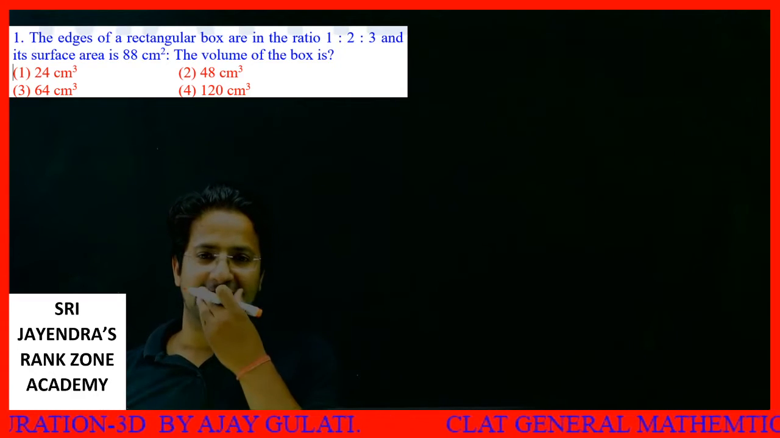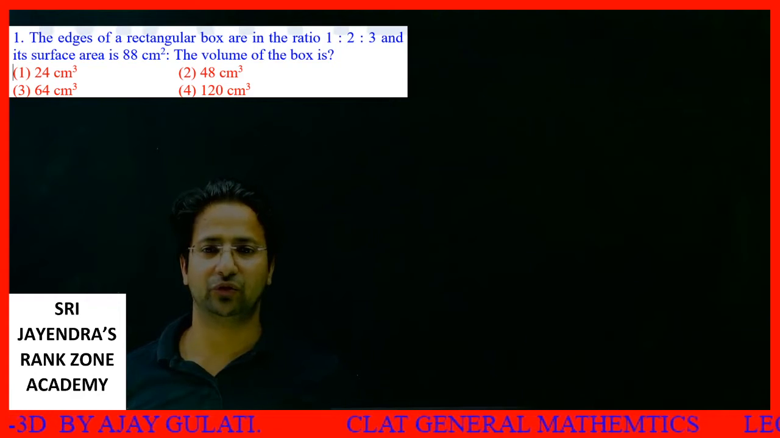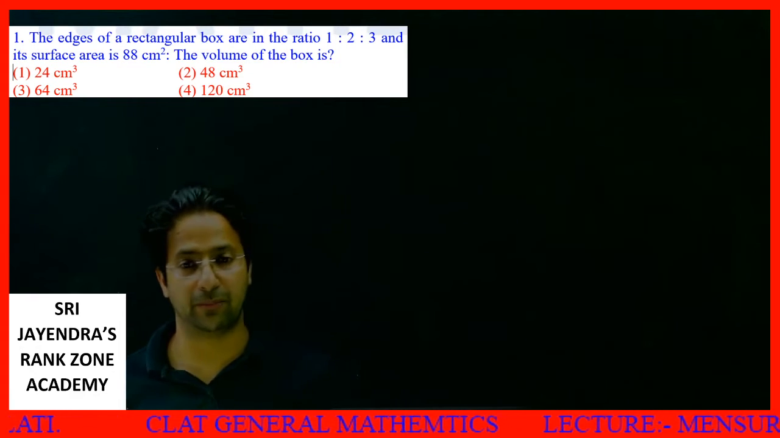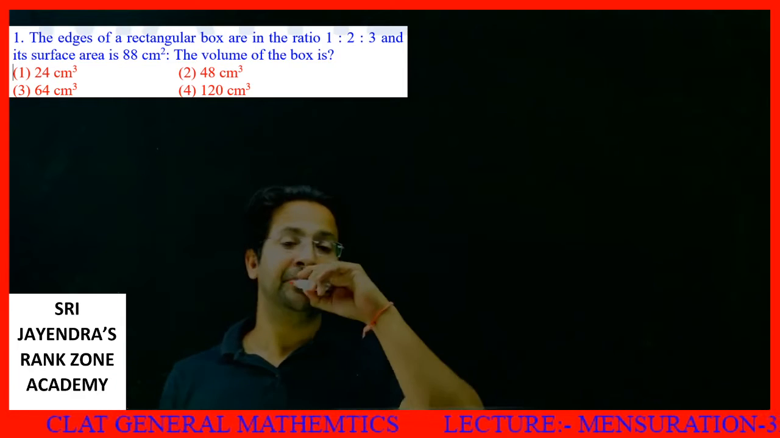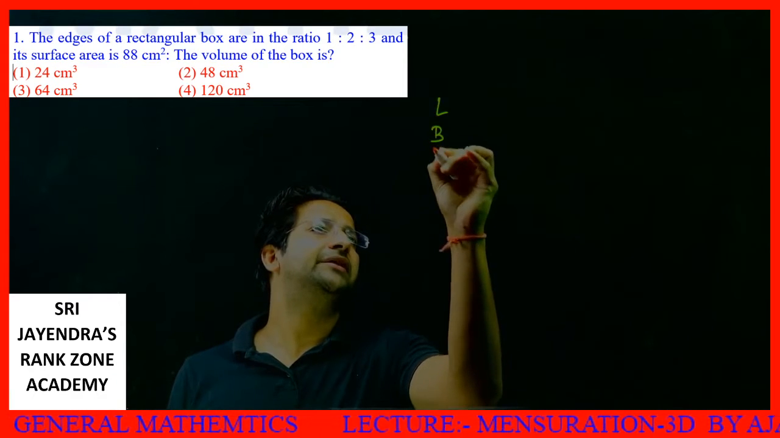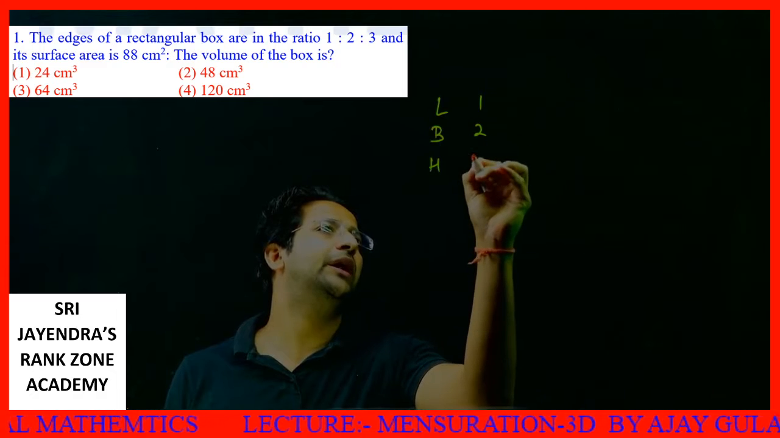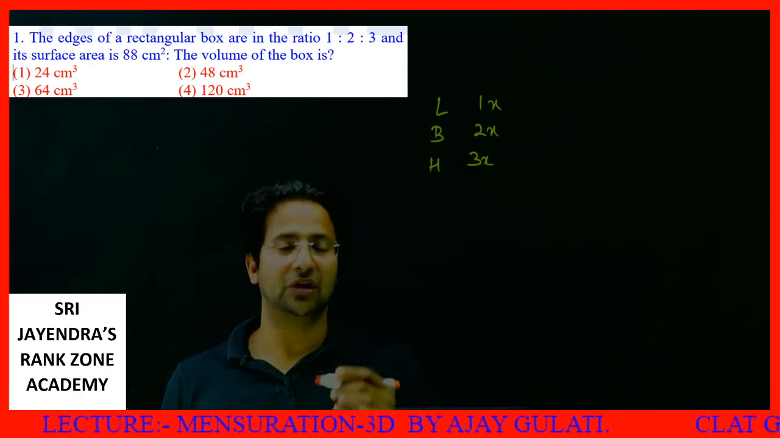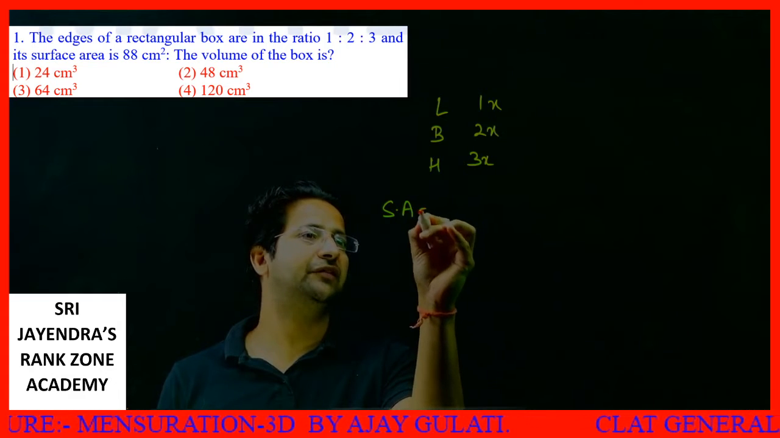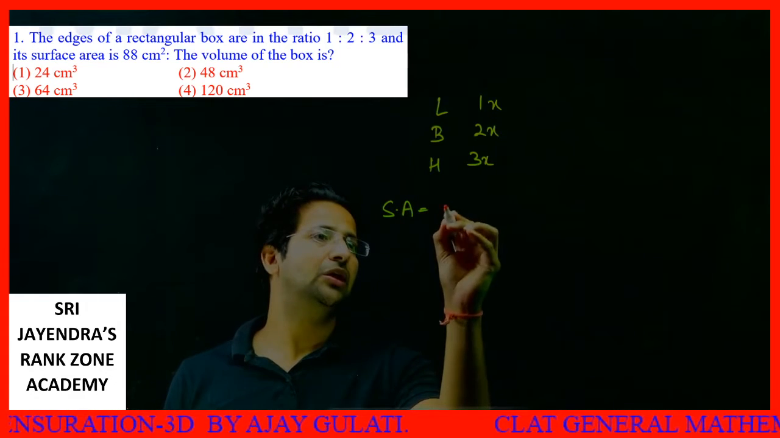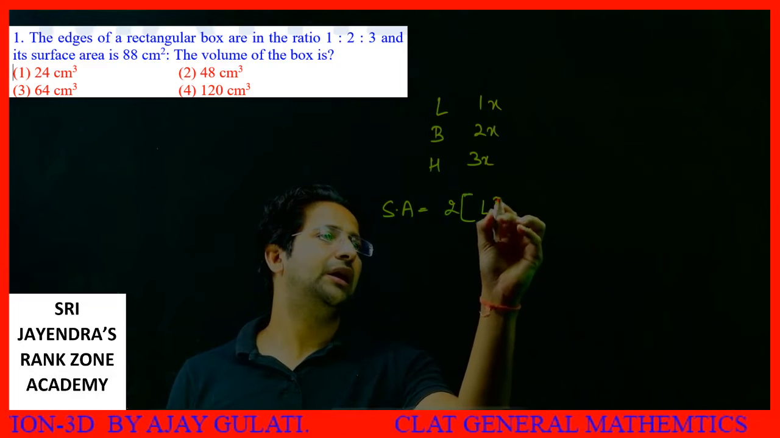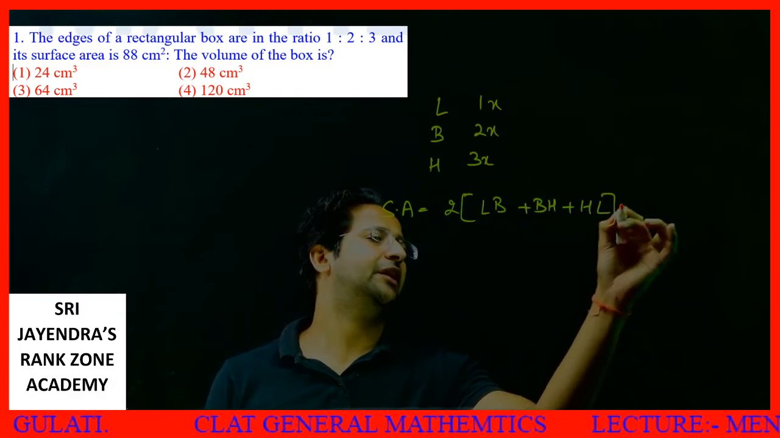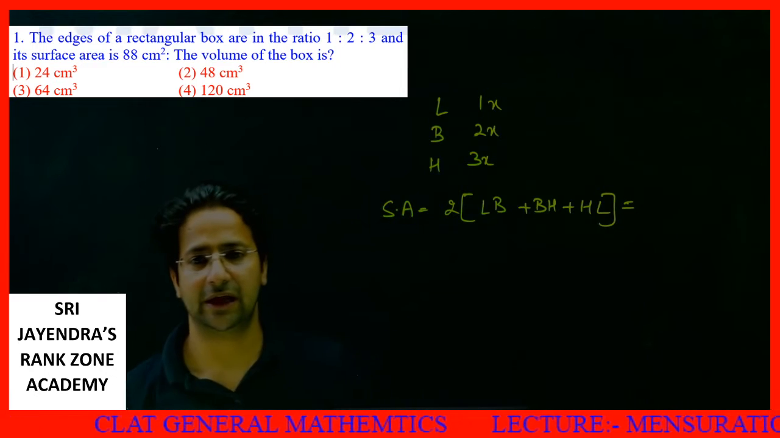Next question, students. The edges of a rectangular box are in the ratio 1:2:3 and its surface area is 88 centimeter square. The volume of the box is, see, length, breadth, height. These are in the ratio 1, 2 and 3. Let's say this is 1x, 2x, 3x. Surface area, what will be the total surface area of this? The total surface area will be twice of LB plus BH plus HL. This is given to us as 88.